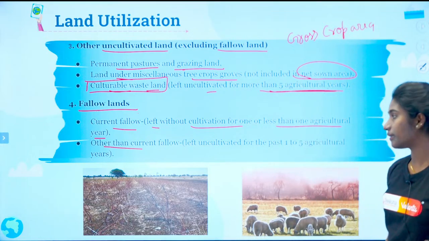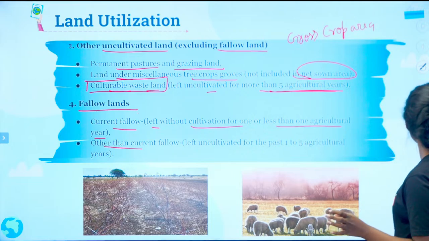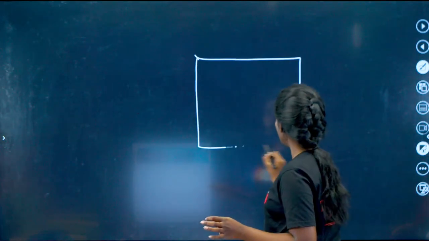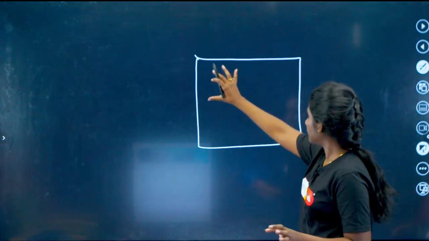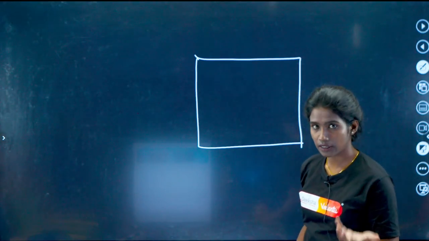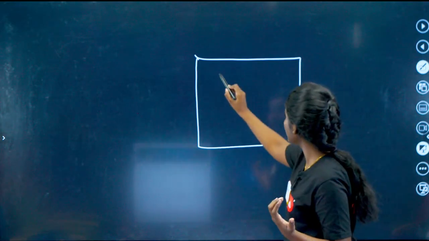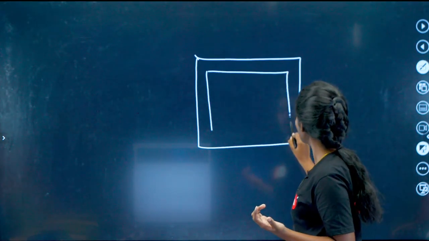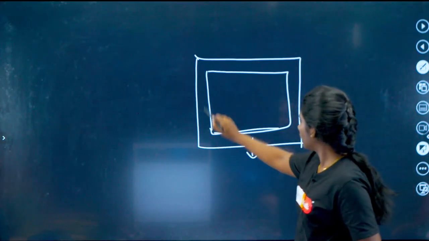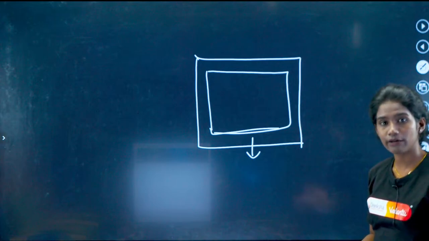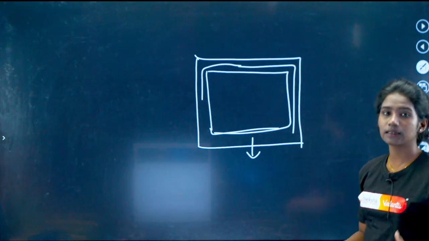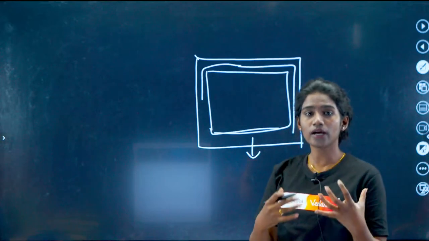And one more thing, fallow land is nothing but, let's say that this is the agricultural field. Okay, and then this entire field will be ploughed and the soil will be nourished with the nutrients. But then the crops are sown only in this region, whereas this region is not used for cultivation, but the soil in this region is taken care of. Even over there ploughing is done and the soil is also enriched with a good amount of nutrients.